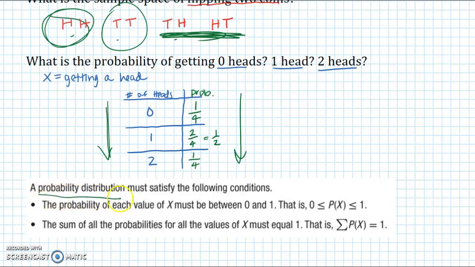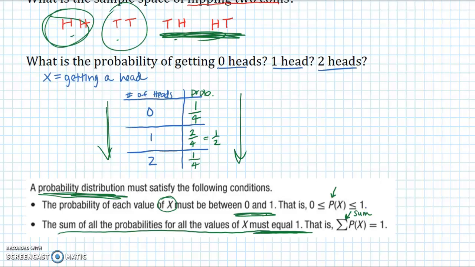If you have a proper probability distribution, then you have these conditions. The probability of each value of x will be between 0 and 1. And sometimes you'll see probability described as P of x. So P standing for probability and x standing for your variable. And then the sum of all of the probabilities, and this is a great way to check yourself, of x must be equal to 1.